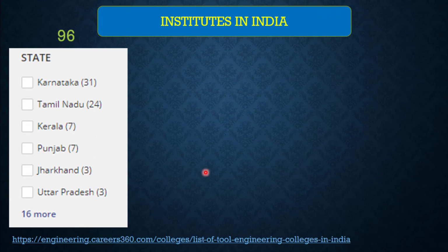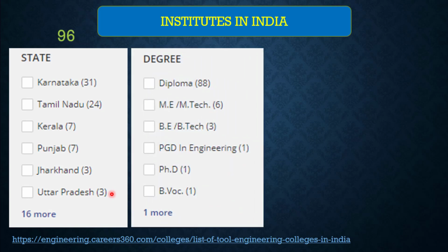Next, institutes in India. There are 96 institutes I have found in this website, engineering.career360.com. And if I see state wise, Karnataka is number one, 31 institutes, and Tamil Nadu number 2, 24 institutes, and Kerala, Punjab 7, and Jharkhand 3, UP 3, and remaining were lesser numbers.